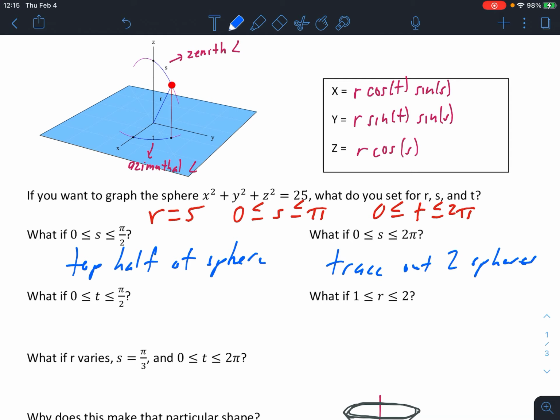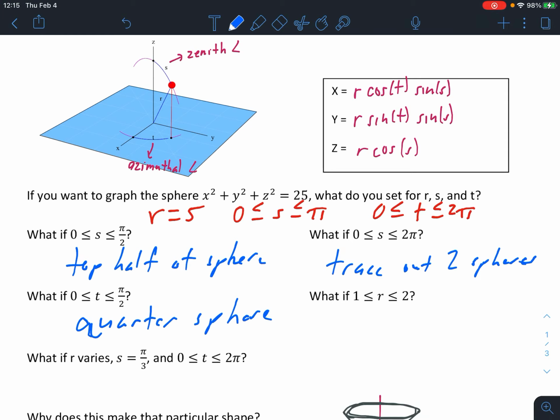What if t went from 0 to pi over 2? Remember, t is right here. So 0 to pi over 2 would just be this chunk right here. Instead of going all the way around, it's going to be this chunk. So for that, we're going to get a quarter sphere. I don't know if there's a fancy name for that. We'll just call it a quarter sphere.